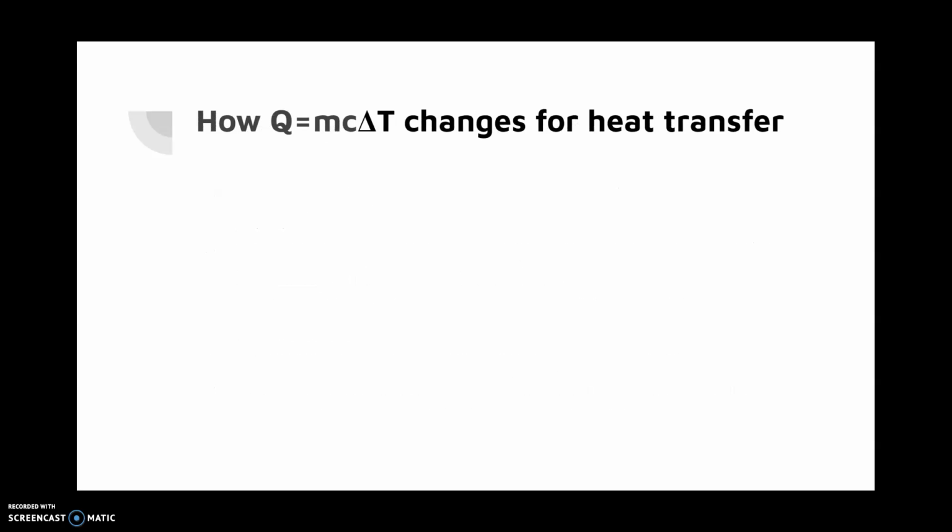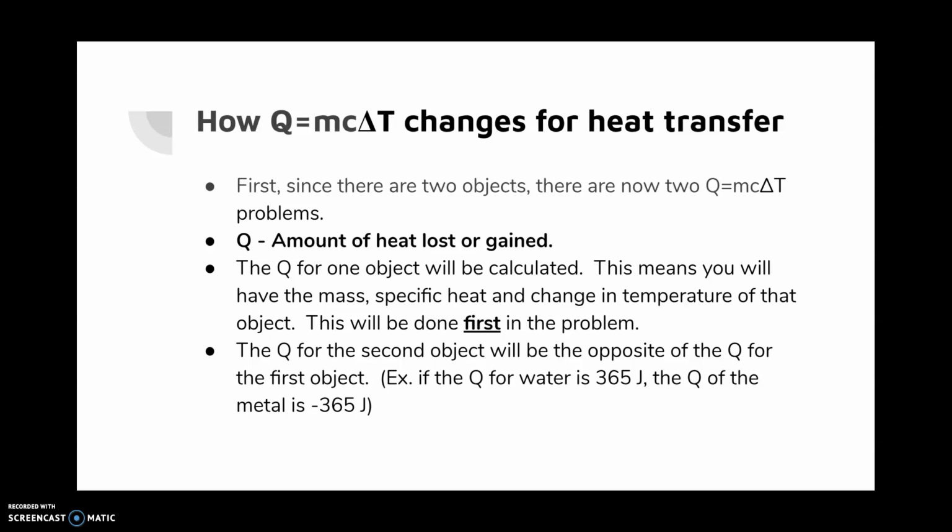All right, we're going to look at each of the variables that you became familiar with last week, Q, M, C, and change of T, and see how each of them is affected during a heat transfer problem. First off, now we have two objects. So we're going to have to account for two Q equals MC change of T problems.